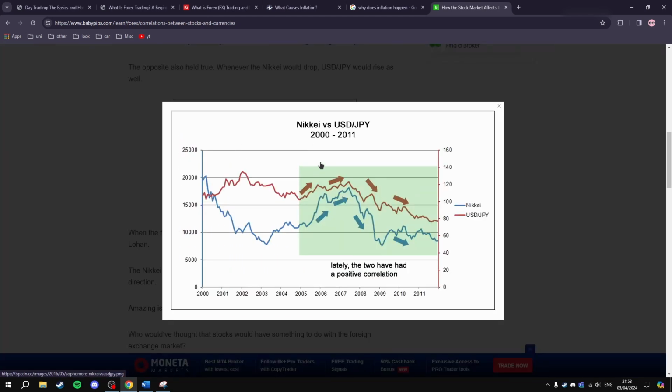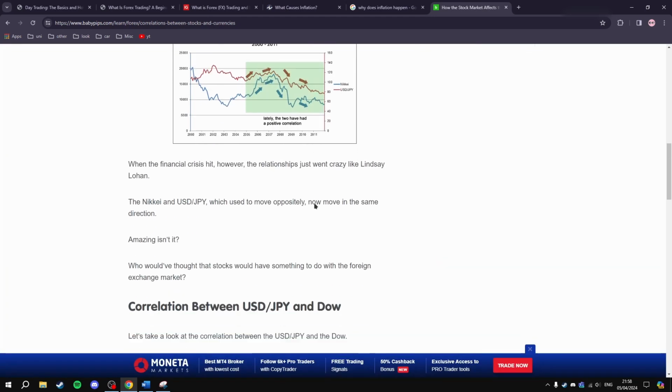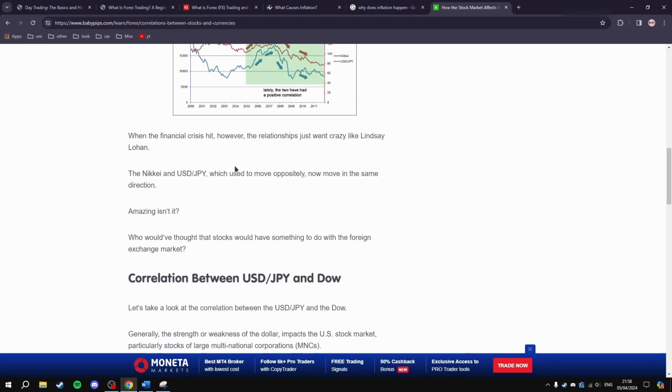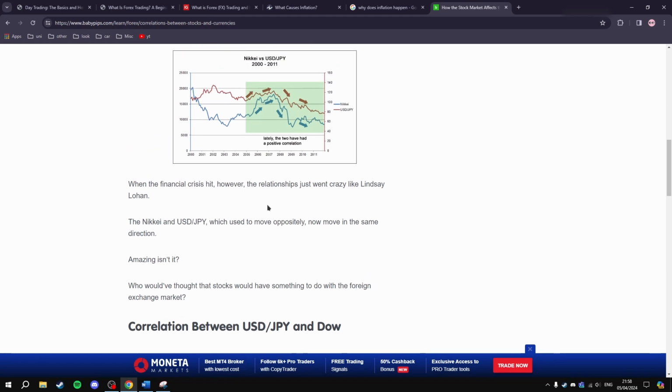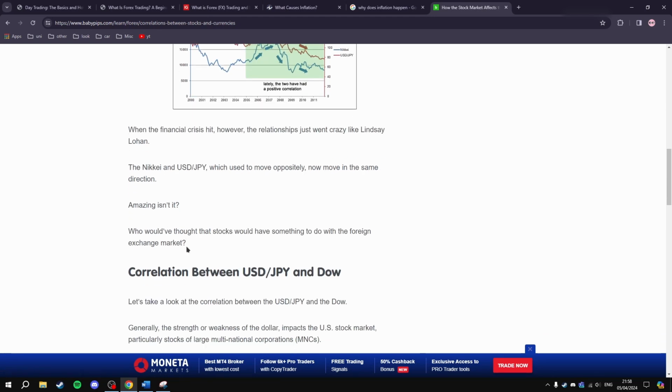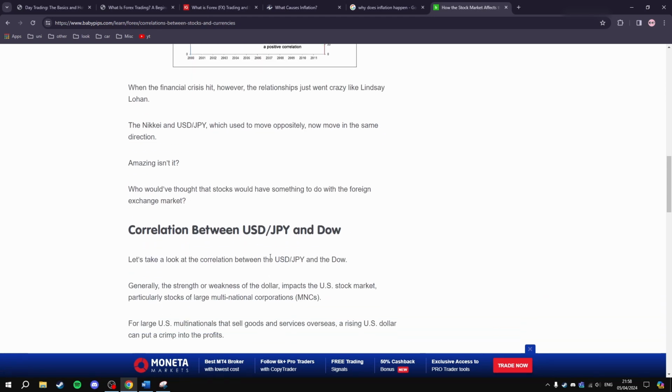Lately the two have been positively correlated, so basically doing the same. When the financial crisis hit, however, the relationships went crazy like Lindsay Lohan. The Nikkei and the USD JPY, which used to move opposite, now move in the same direction. Amazing, isn't it? Who would have thought that stocks would have something to do with the foreign exchange markets?